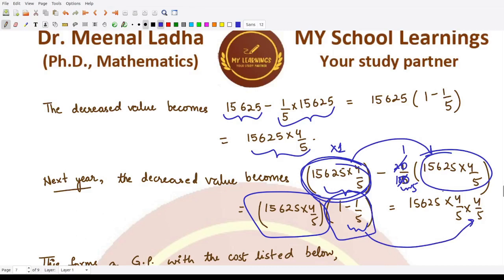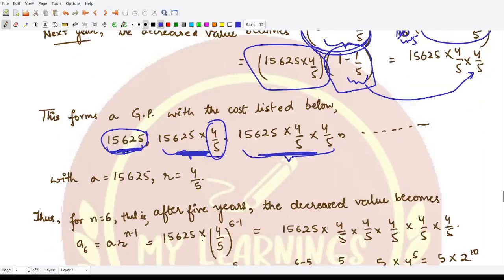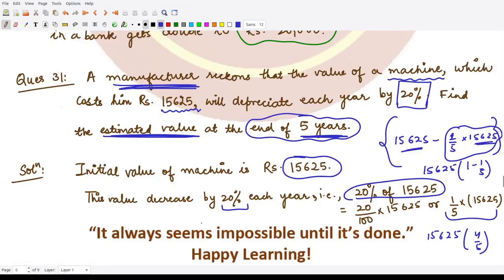So you see the first term, initially the value, was 15,625. Next was the value 15,625 into 4 by 5. Next value is 15,625 into 4 by 5 into 4 by 5. So you can clearly see it forms a GP, right? The first term is the initial cost. The common ratio is 4 by 5, because when you divide the second term by the first term, you have 4 by 5. Similarly, when you divide the third term by the second term, you have 4 by 5 as the answer.